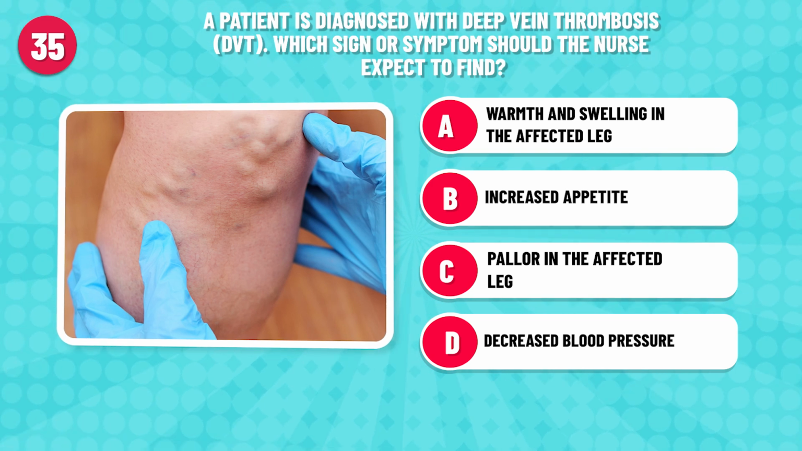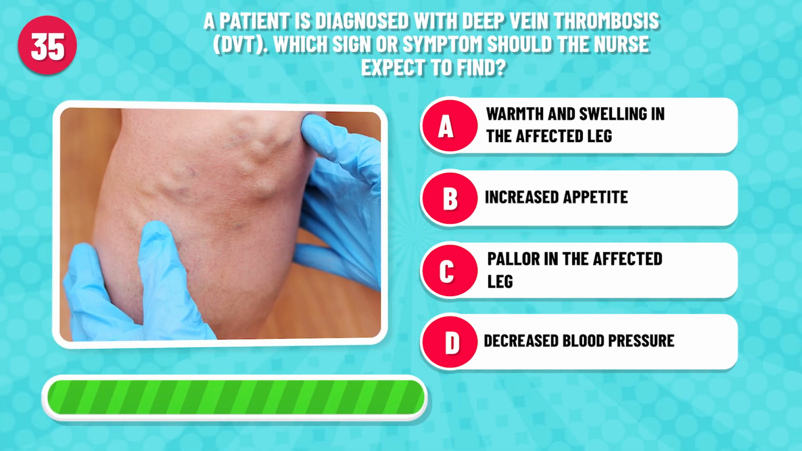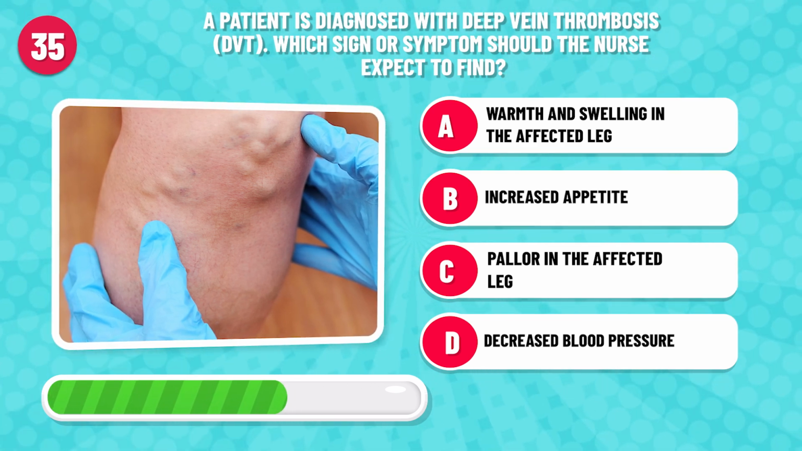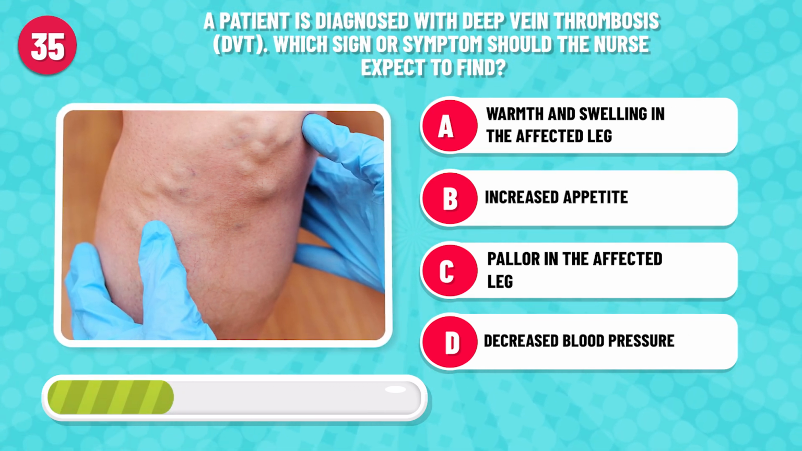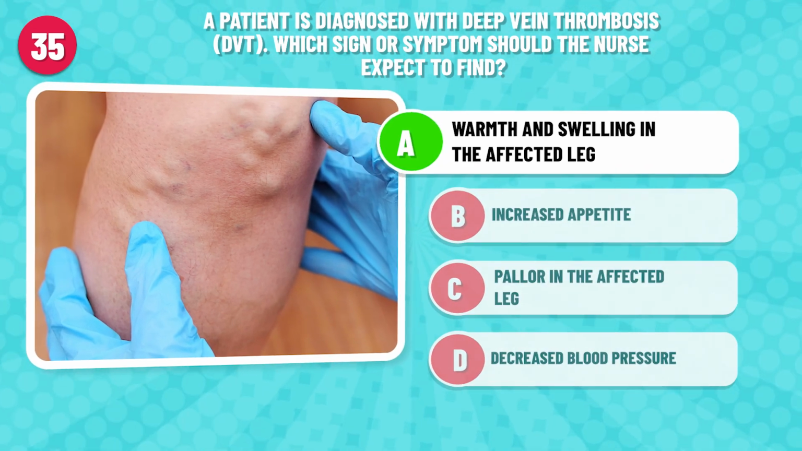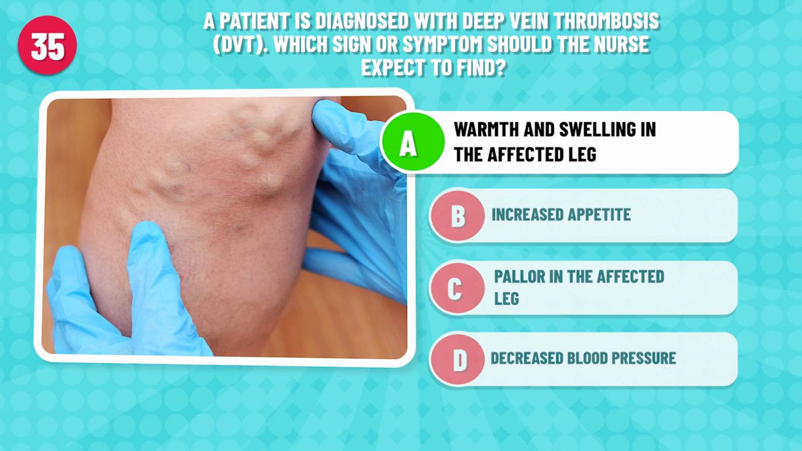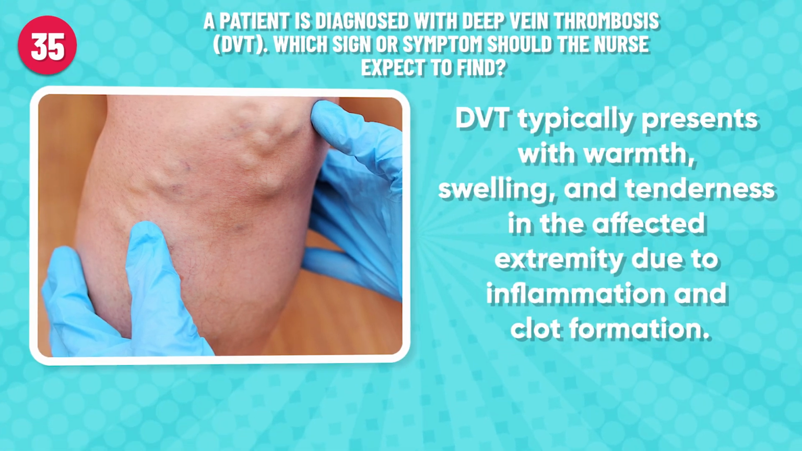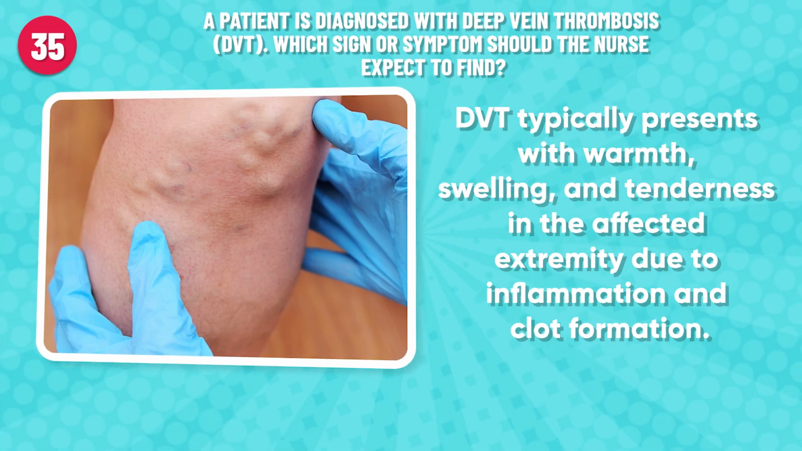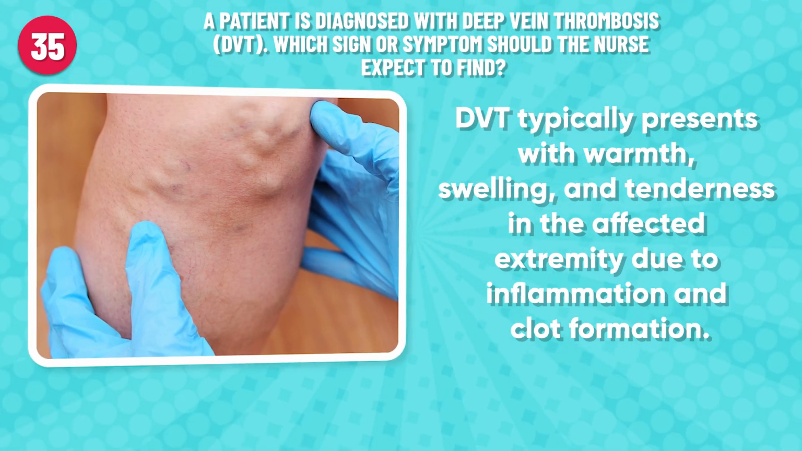A patient is diagnosed with deep vein thrombosis, DVT. Which sign or symptom should the nurse expect to find? It's A. Warmth and swelling in the affected leg. DVT typically presents with warmth, swelling, and tenderness in the affected extremity due to inflammation and clot formation.